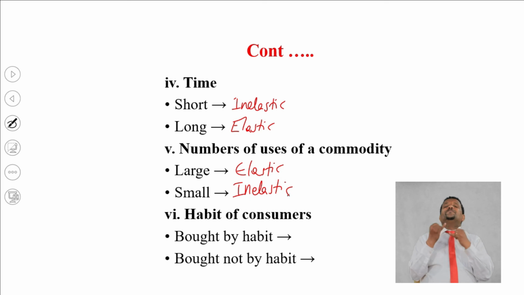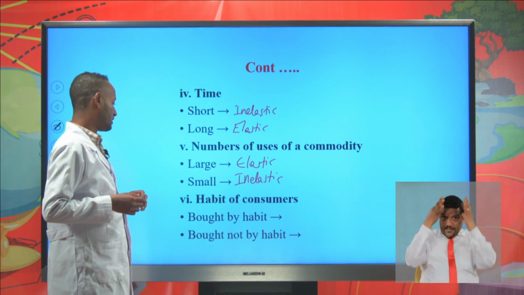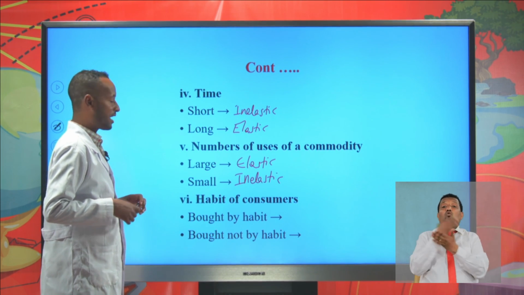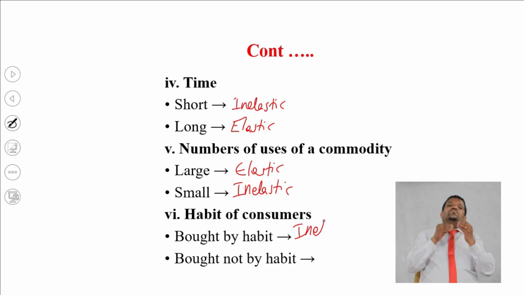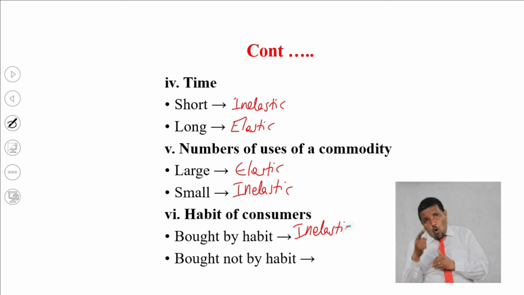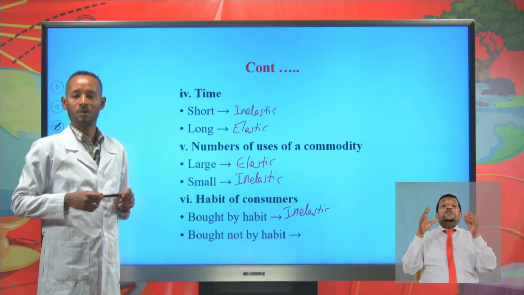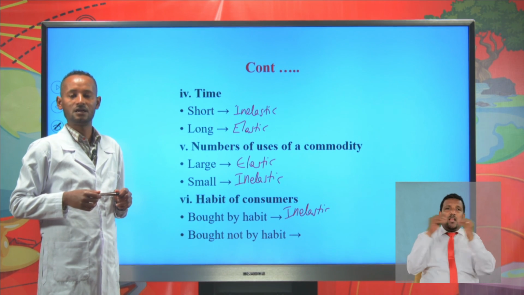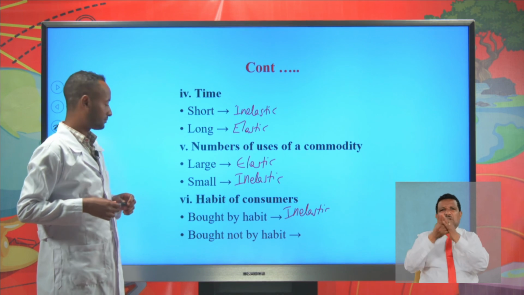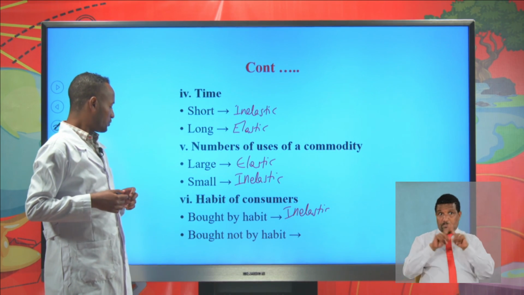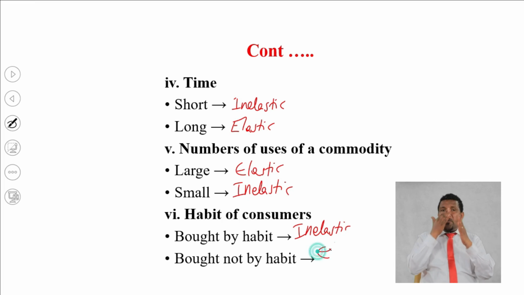Finally, the habit of the consumer is a determinant of price elasticity of demand. Products which are bought by habit have generally inelastic demand. For example, the demand for alcoholic beverages is generally inelastic. The demand for tobacco is generally inelastic, and the demand for chat is generally inelastic. But products which are not bought by habit have generally elastic demand.